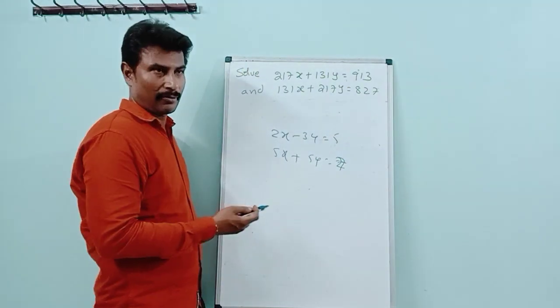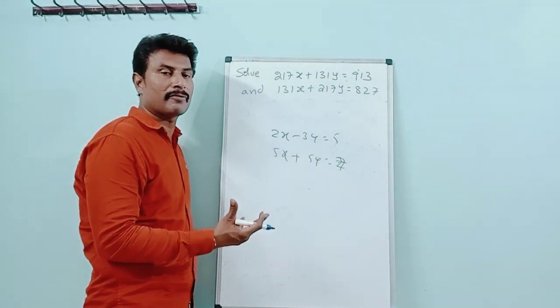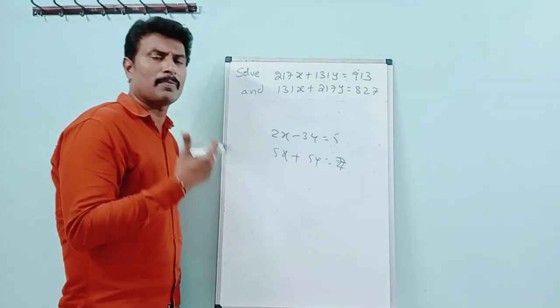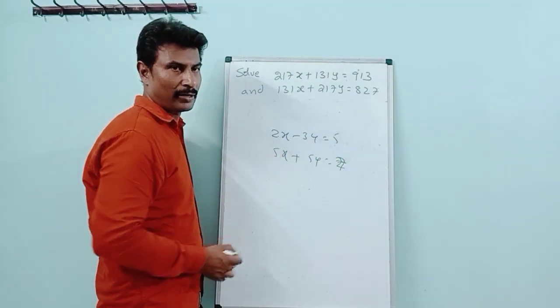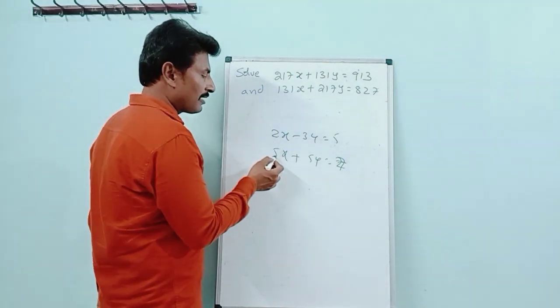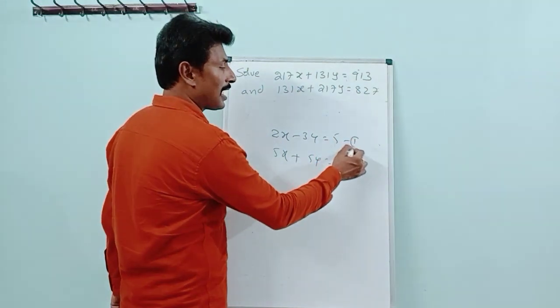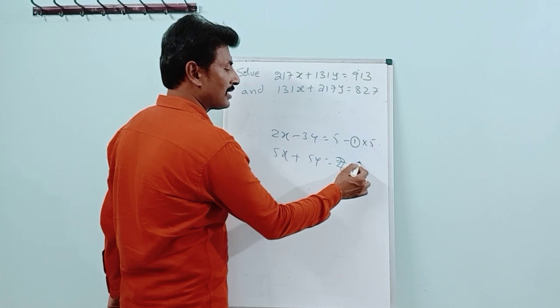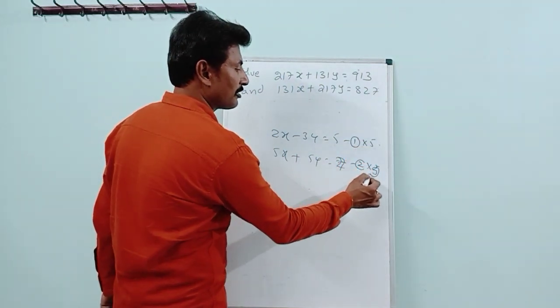But here they are not equal. When we are not getting equal coefficients, we make them equal. How? We can multiply any equation by a constant. For example, here 2 and 5. 2 is not a multiple of 5, we never get 2 in the 5 times table. 5 is not a multiple of 2, we never get 5 in the 2 times table. In that case, I multiply the first equation by 5 and the second equation by 2.